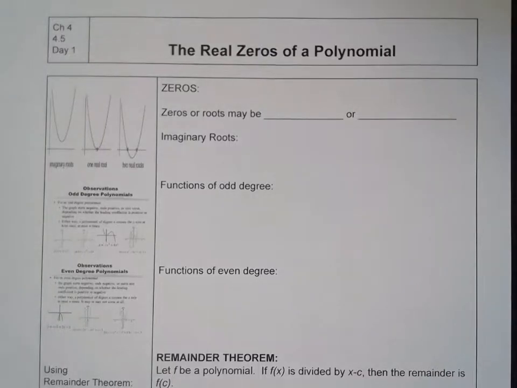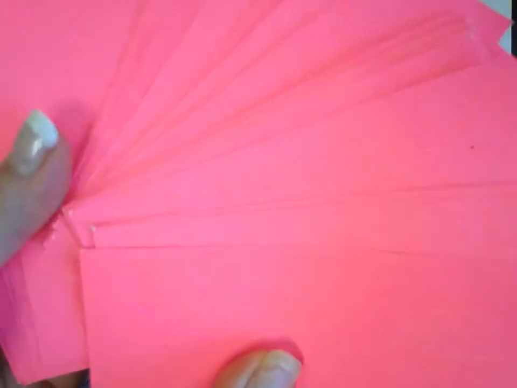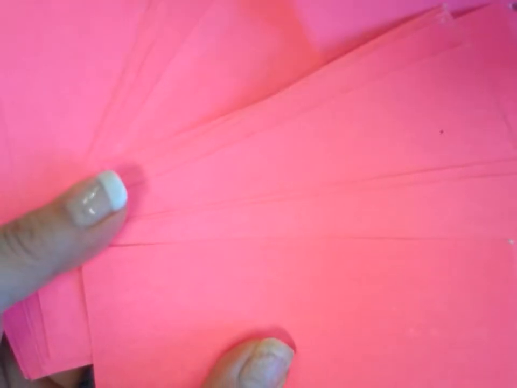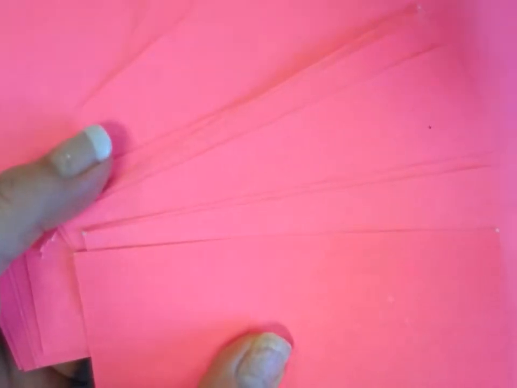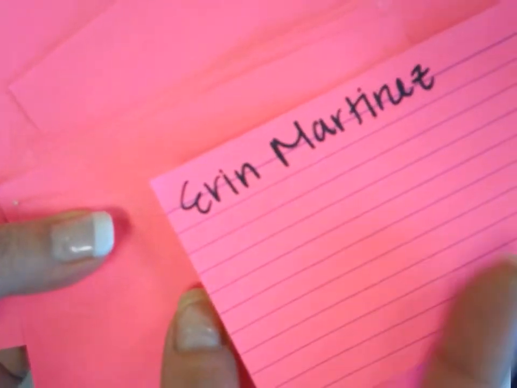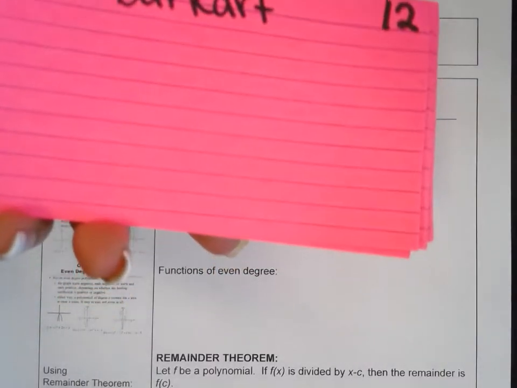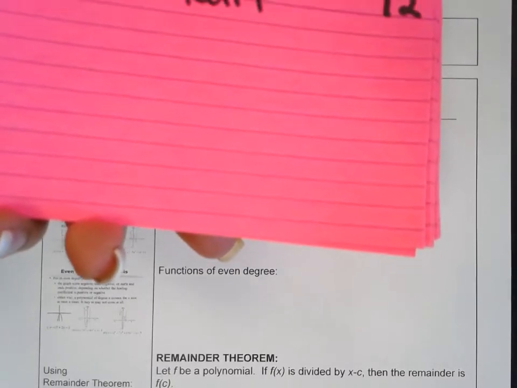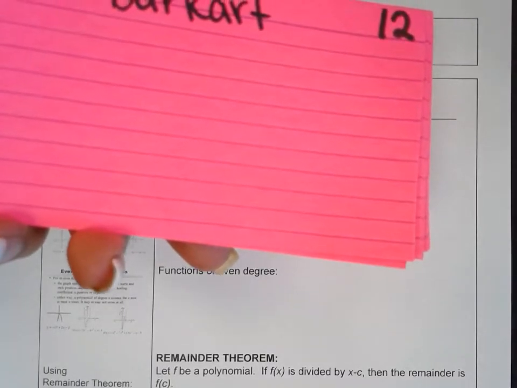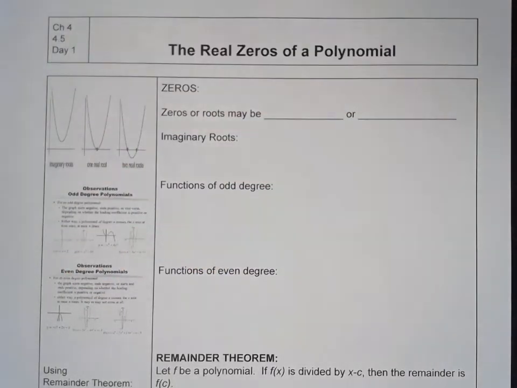What's a 0? Aaron, what's a 0? X-intercept. What's another name for it? Evan. Root? Yep, I'll take that. The root, the 0, the x-intercept, okay?